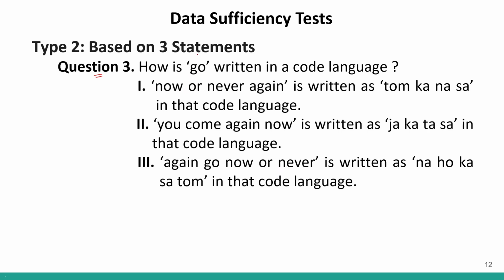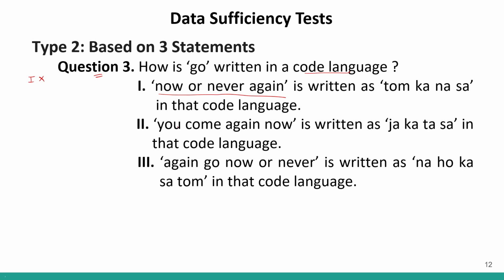So basically, if we have to find the coded word for Go, I have to look at a statement which uses Go, correct? Otherwise, how will I find the code for Go? So if I look at statement 1, do we have Go written anywhere? Now or never again. These are the words that are being coded. So do we have Go over here? No. So how can I find the answer? So statement 1 alone is not enough.